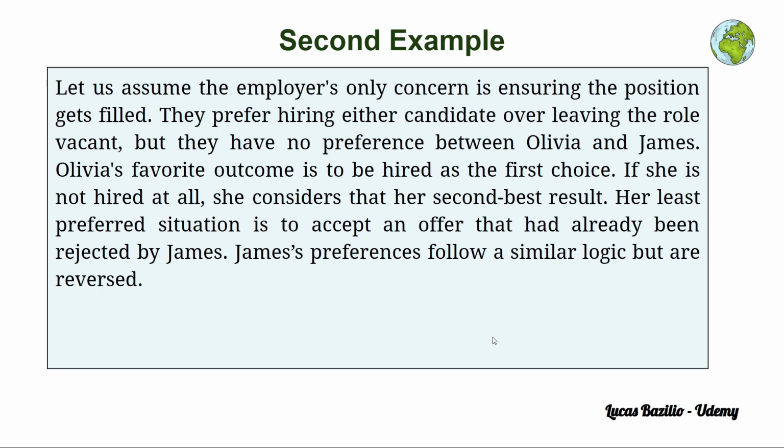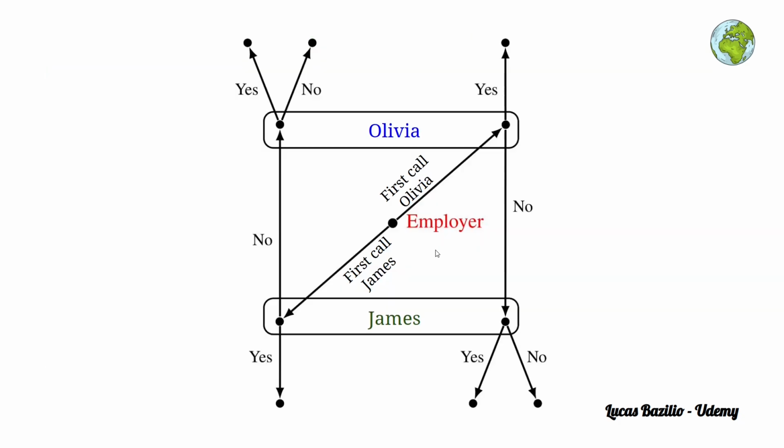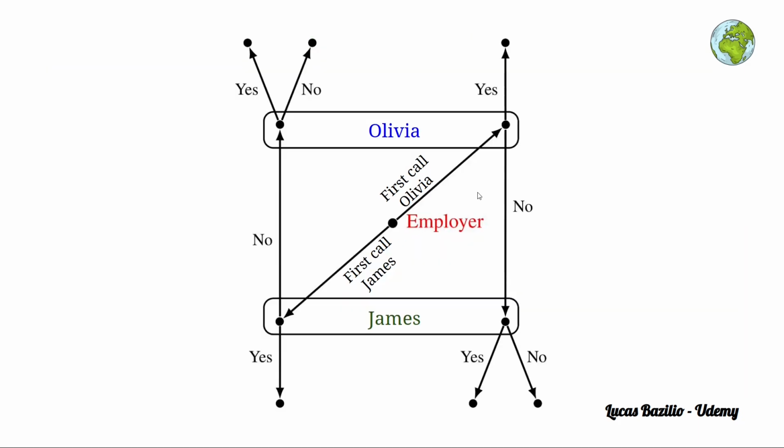Now, Olivia's favorite outcome is to be hired if she was the recipient of the first call by the employer. Her second best outcome is not to be hired, and her worst outcome is to accept a recycled offer. Okay, let us define this game frame, this game tree. Notice that the first one that makes a move is the employer. The employer is the first one that executes an action. The employer decides whether to call Olivia first or James first.